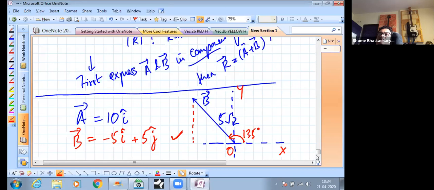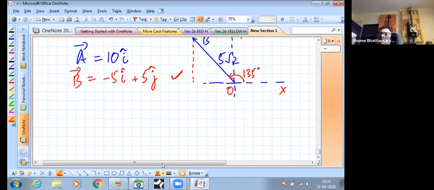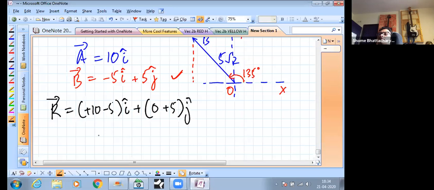So now you can see that the resultant very simply will just become the summation of these two. So you take your I cap common and add the two. And you take your j cap common and add the two. So it is plus 10 minus 5 I cap plus 0 for A and 5 for B j cap. So it is 5 I cap plus 5 j cap. That is becoming the resultant as a vector.